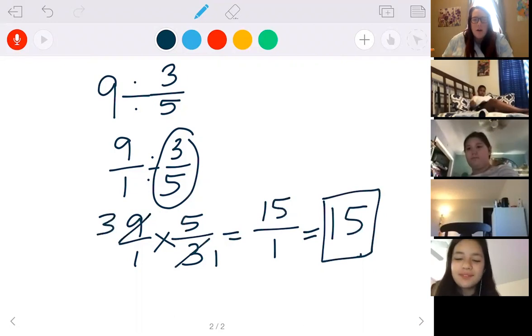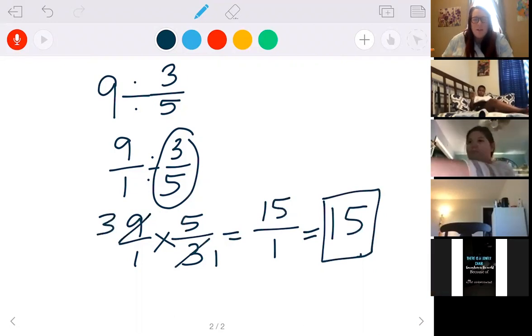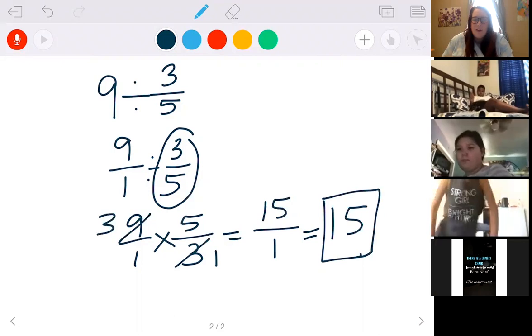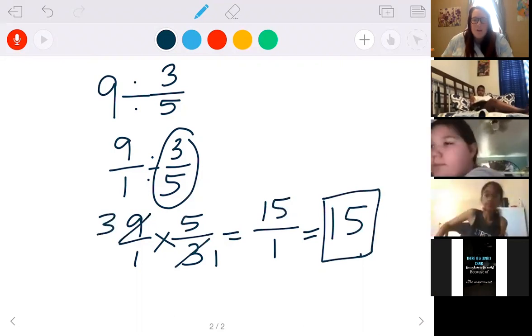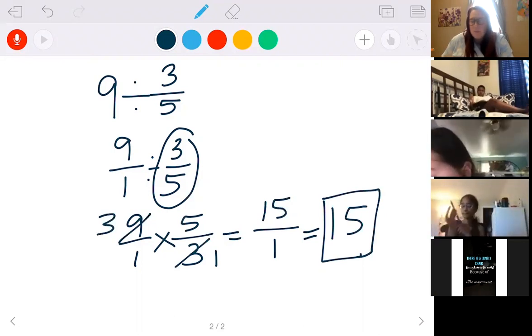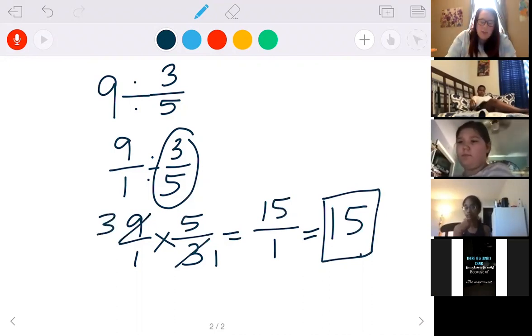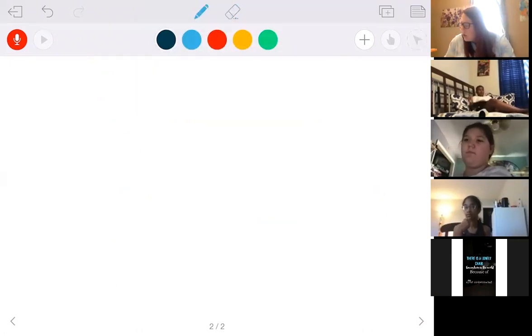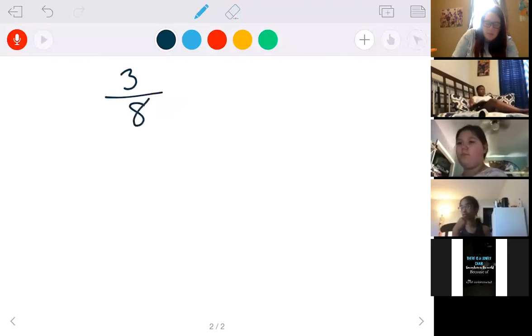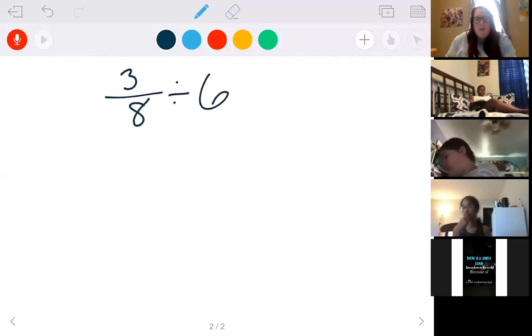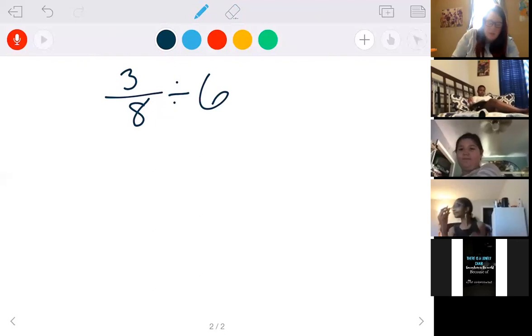Put 9 over 1, then flip the second fraction to 5 over 3. See if you can reduce, and then multiply. Those are kind of the ones we started with, I think. Those are the ones you are pretty well versed with already. So let me do 3/8 divided by 6. The first thing we want to do is put 6 over 1.